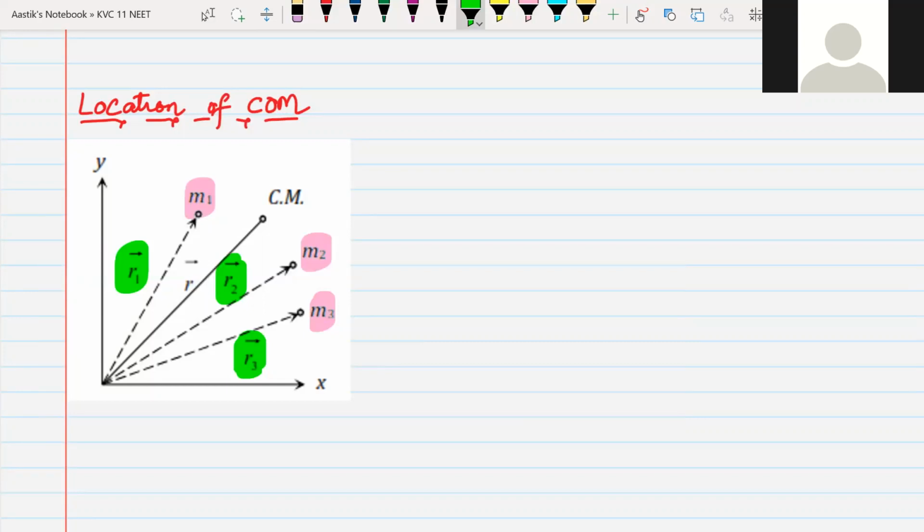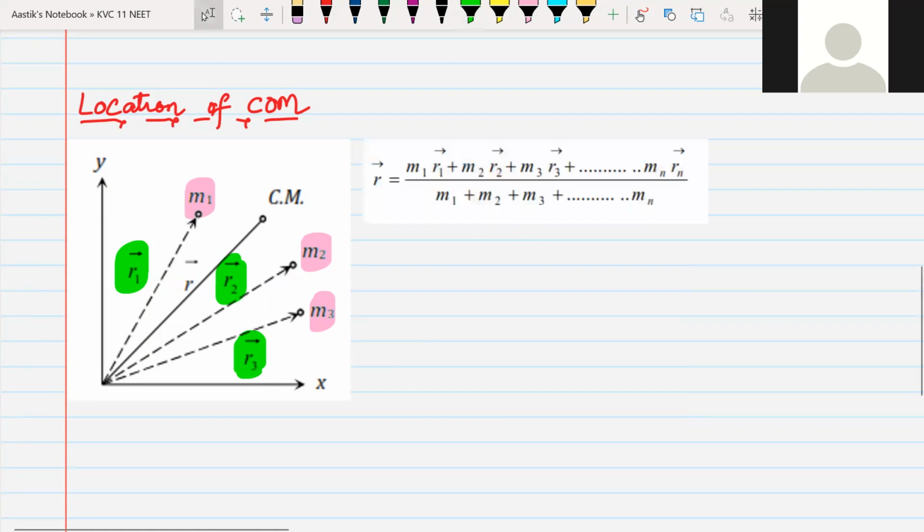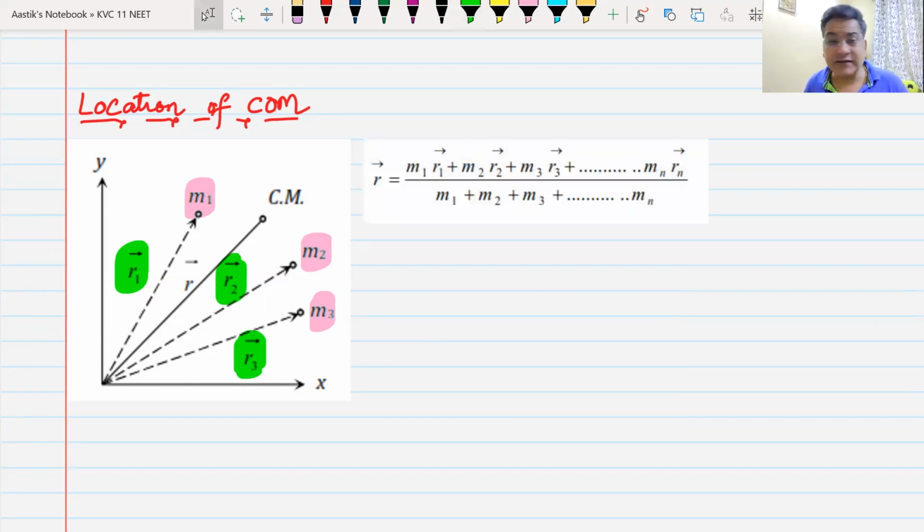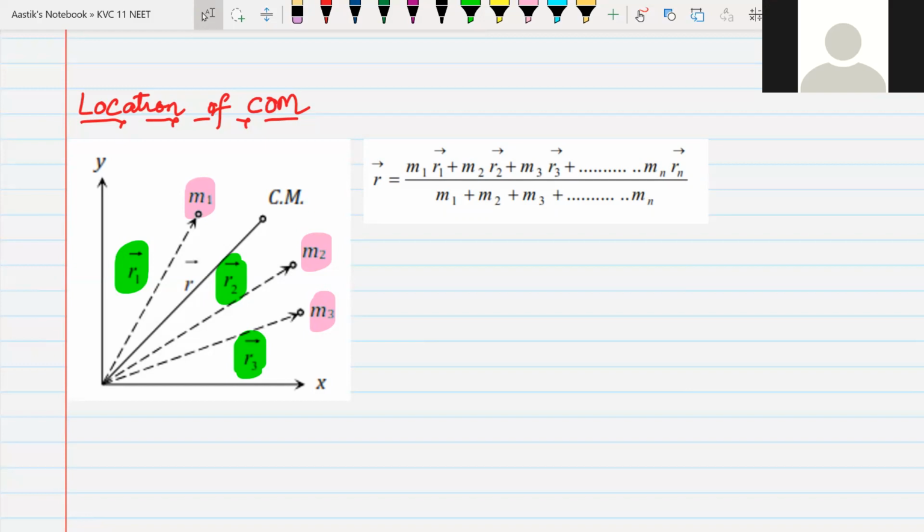Now, I can find out the center of mass of this system of particles. I have taken three particles, but there could be more than three particles as well. I can simply use the formula. The position vector of the center of mass will be given by m1 into r1 vector plus m2 into r2 vector plus m3 into r3 vector, and so on, divided by the total mass m1 plus m2 plus m3 and so on. Do we understand how we have done it?